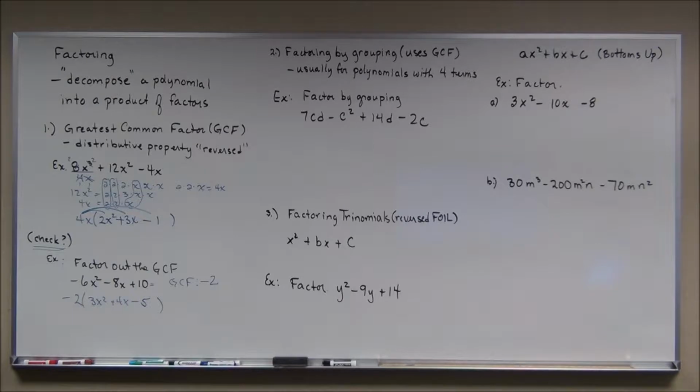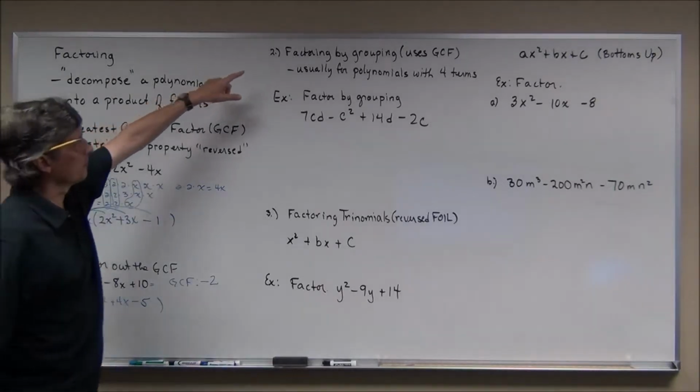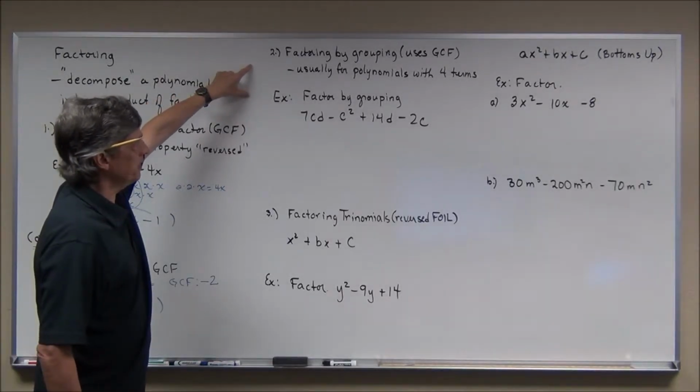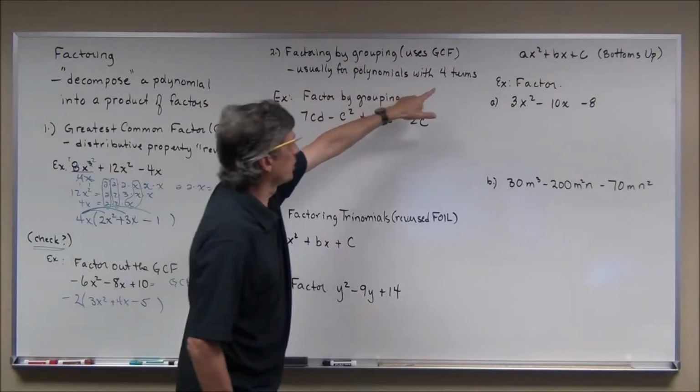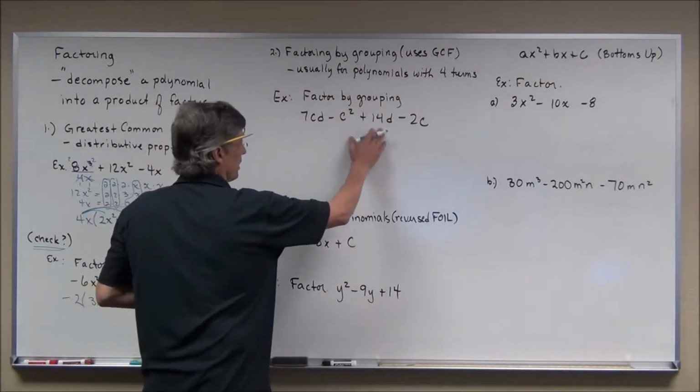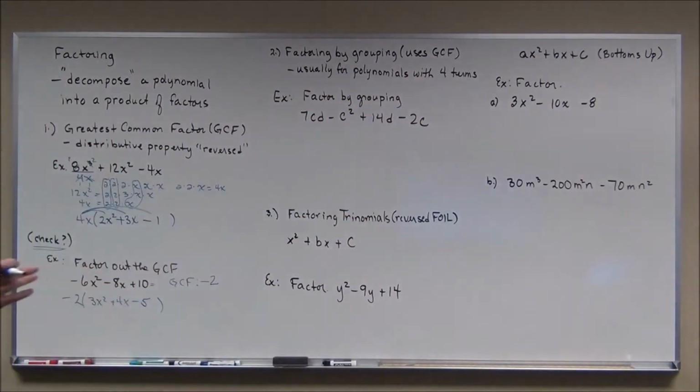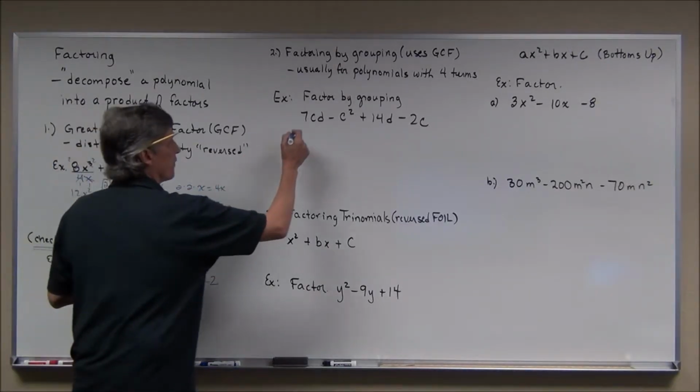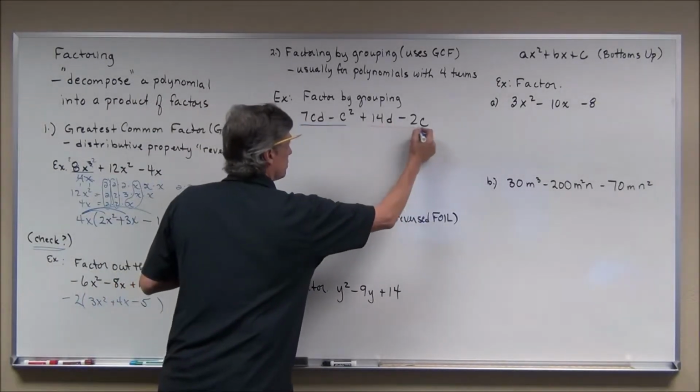Now, using the GCF idea is factoring by grouping. Factoring by grouping typically is for polynomials that have 4 terms. As in the example here, I have 4 terms. So what I'm going to do here is factor out the greatest common factor looking at groupings of 2. I'm going to look at the first 2 terms and the last 2 terms.